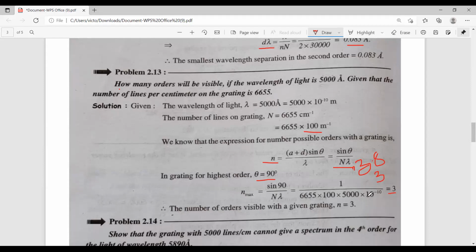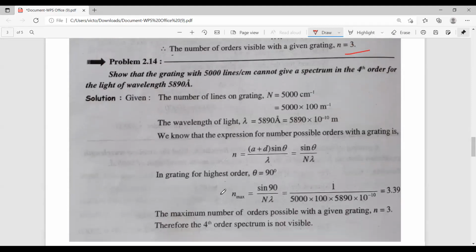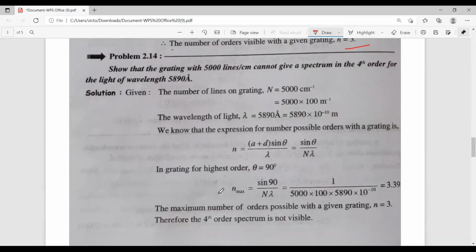So the total number of orders visible with a given grating N is equal to, value is taken as a 3. If in case 2.9 is given, in that case you have to take 2 orders are formed. Okay. If 3.1 is given, then you have to take 3 as a number of orders possible by using grating. Okay. And next.